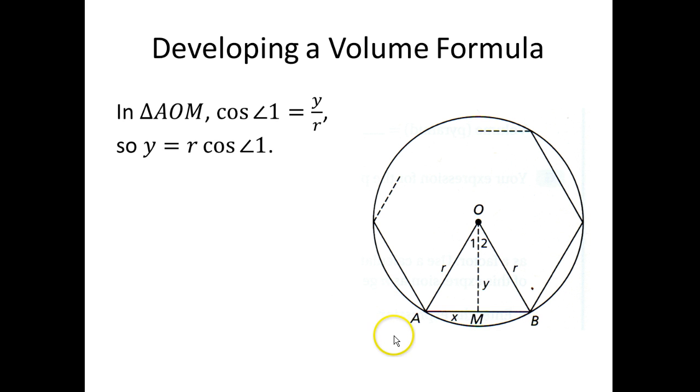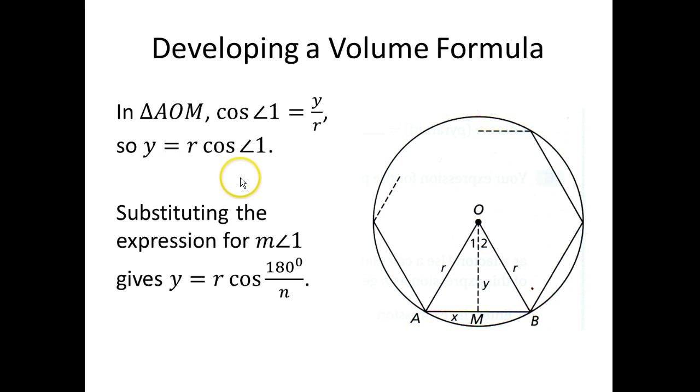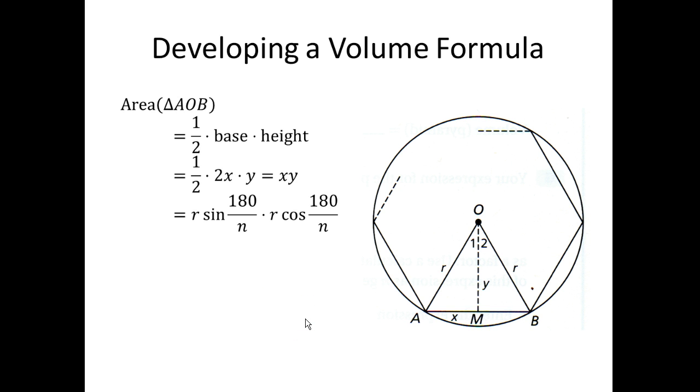Similarly, if you look at triangle AOM, the cosine of angle 1, which is the adjacent side over the hypotenuse, is y over r. I can also solve this for y by multiplying both sides by r, so y equals r times the cosine of angle 1. Substituting 180 degrees divided by n for the measure of angle 1, I get y equals r times the cosine of 180 degrees divided by n.